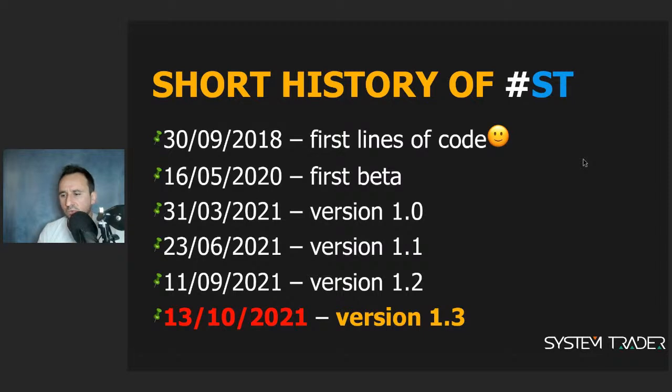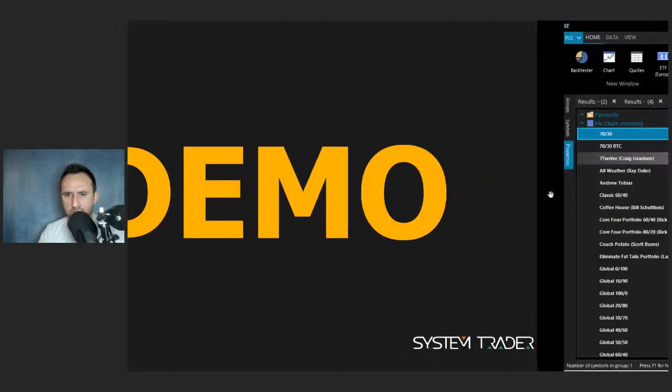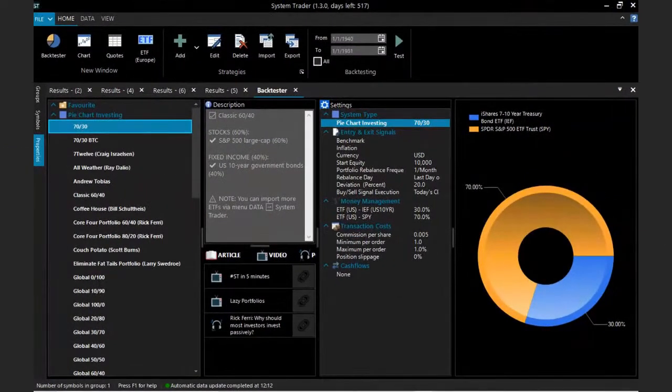It will be more user-friendly. It will have more functionality, but the basic part is already there, which is enough to build a very reliable long-term solution for you. So let's make a quick demo, and just to make it more visible, maybe I will hide myself so that you can see the software better. Hopefully you can see it.